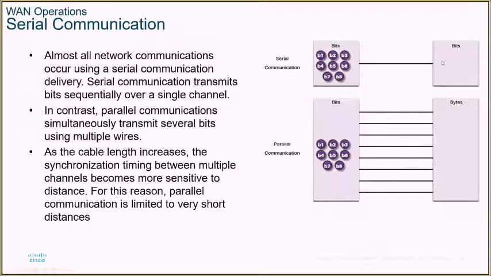Okay, so serial communication. Almost all network communications occur in a serial communication delivery. Serial communication transmits bits sequentially over a single channel. So one connection, and the ones and zeros follow one another. In contrast, parallel communication simultaneously transmits several bits using multiple wires. And that works nicely until the cable length increases. The synchronization timing between multiple channels becomes more sensitive to distance. For this reason, parallel communication is limited to very short distances. Also, the magnetic fields from one line can actually upset the other and so on. So the old parallel cables for printers had a very limited distance that you could run them.